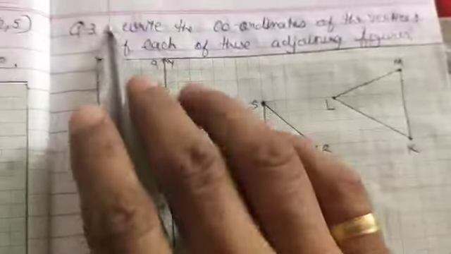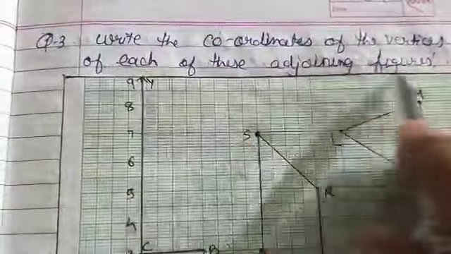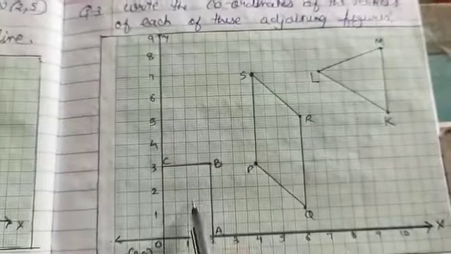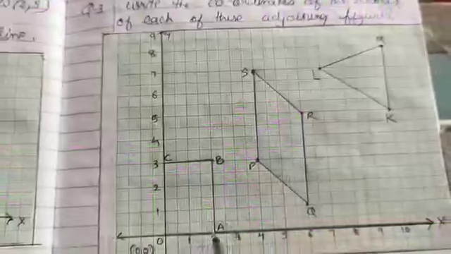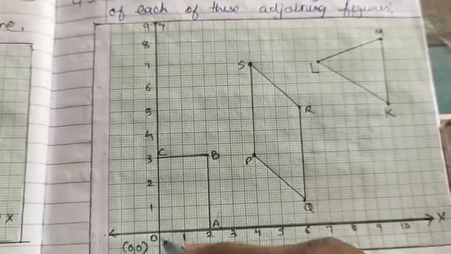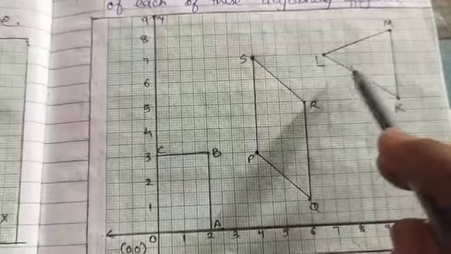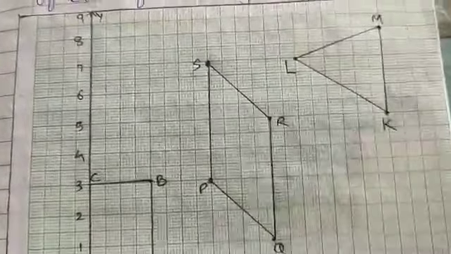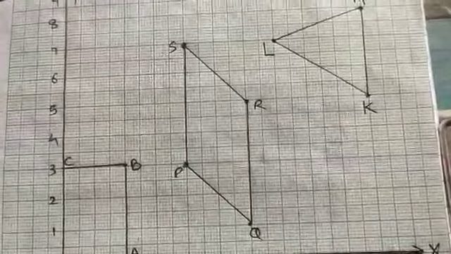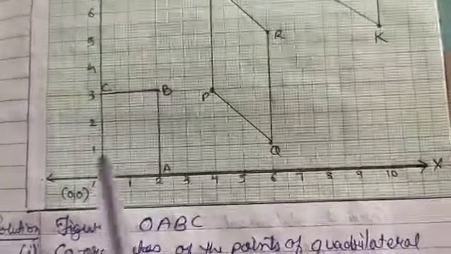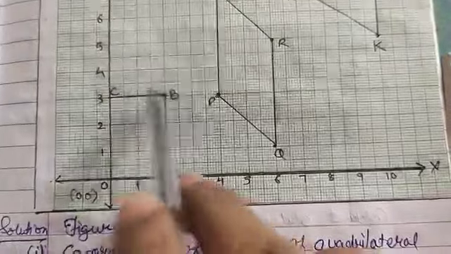Now let us start question number 3. Write the coordinates of the vertices of each of the adjoining figures. Here on the same graph, 3 figures are there: A, B, C, D, O, P, Q, R, S, then M, K and L. So we have to find the value of the x and y coordinates. So let us take the first figure O, A, B, C.